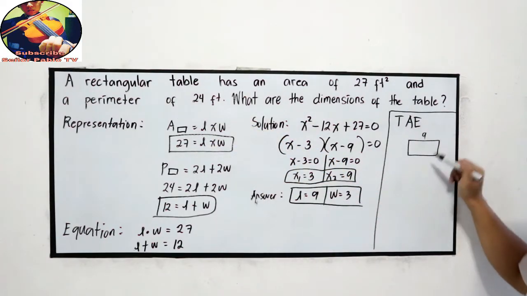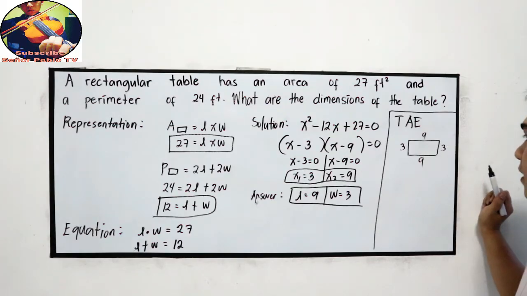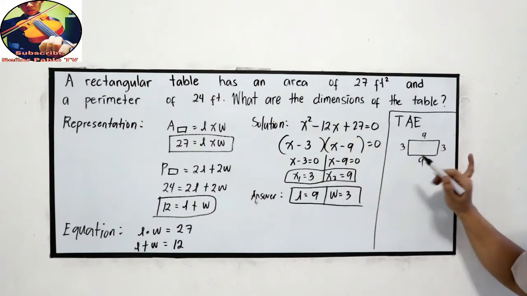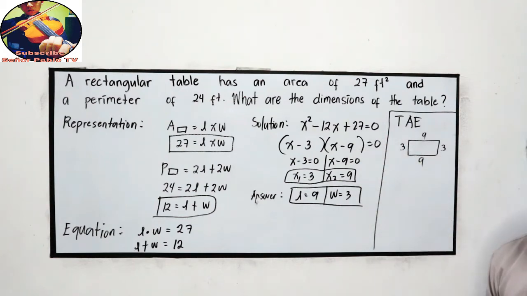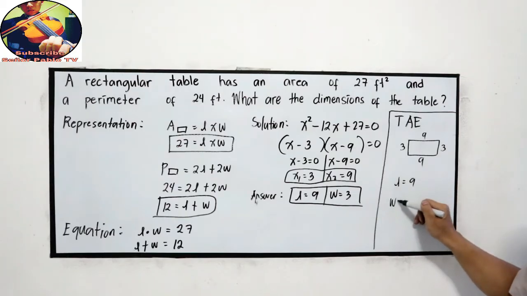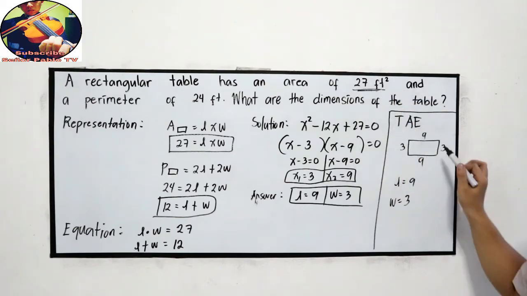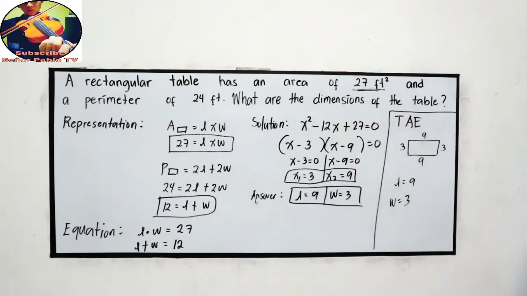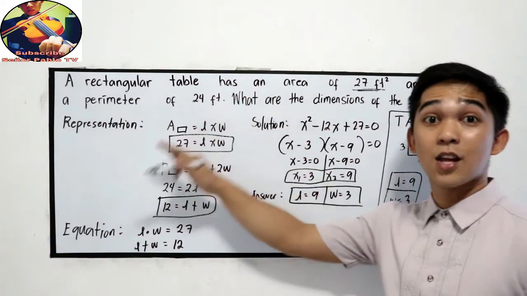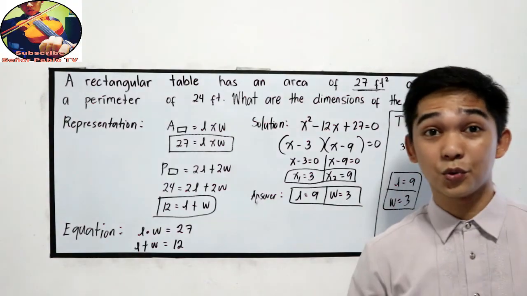Kung ito ay 9, ito naman ay 3. So, dapat 24. So, 9, 18, 18 plus 6, 24. So, ito na ngayon yung ating length is 9, width is 3. Madali lang naman kasi 9 times 3, 27. Dapat lang sa perimeter, i-add mo lahat. Pero pag ni-require yung solution, ito dapat yung ipapakita natin. Pero pag multiple choice siya, makukuha natin siya kagad through trial and error.